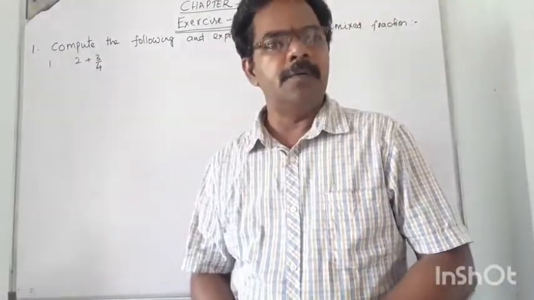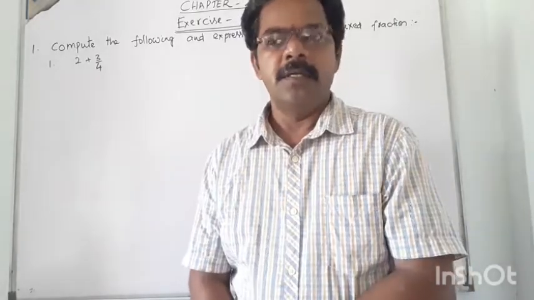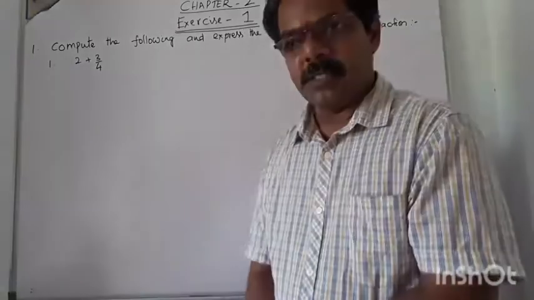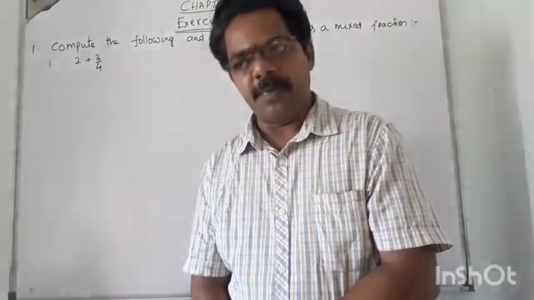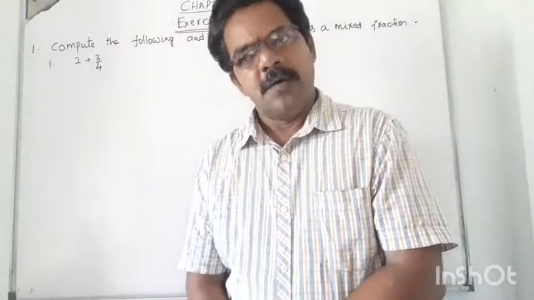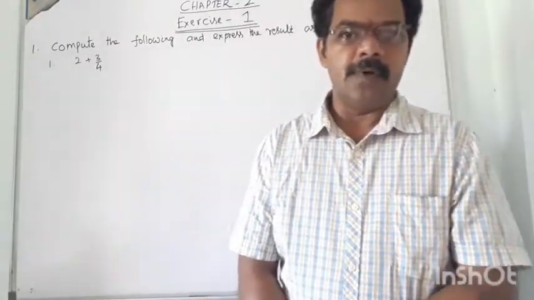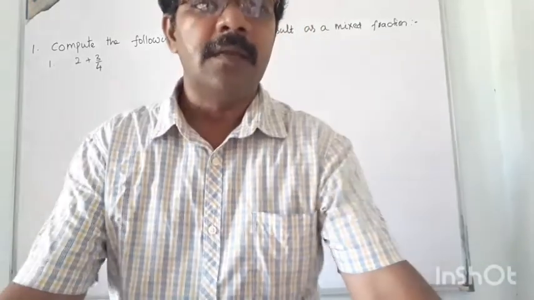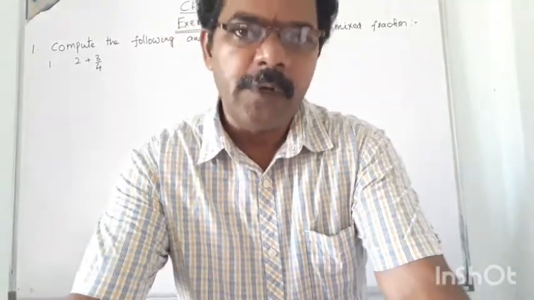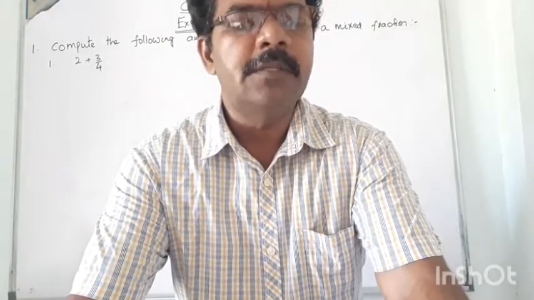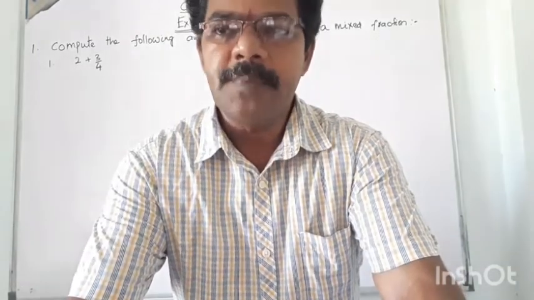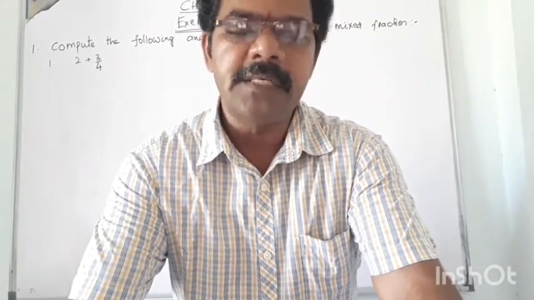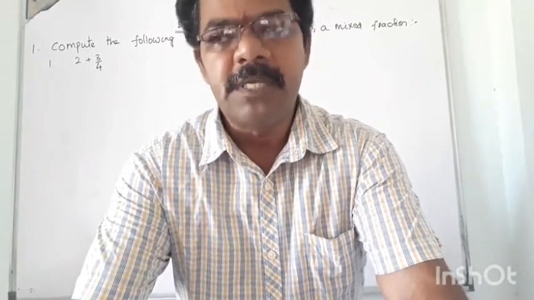What is chapter 2? In the previous video we discussed that chapter 2 is fractions, decimals and rational numbers. So now we are discussing only fractions. After completion of fractions we can go for decimals and rational numbers. We discussed that fractions are of three types. Actually two types, but I told you three. Why? Because the first type is proper fraction and the second type is improper fraction. An improper fraction can be expressed in the form of a mixed fraction.